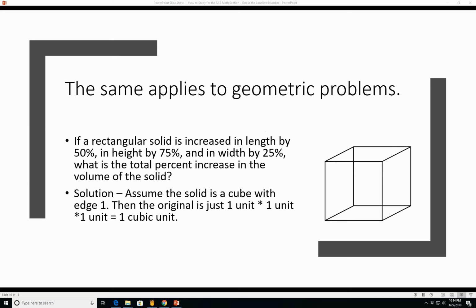Alright, so the same applies to geometric problems. If a rectangular solid is increased in length by 50%, in height by 75%, and in width by 25%, what is the total percent increase in the volume of the solid? Solution. Assume the solid is a cube with edge 1. Then the original is just 1 unit times 1 unit times 1 unit, which is equal to 1 cubic unit.